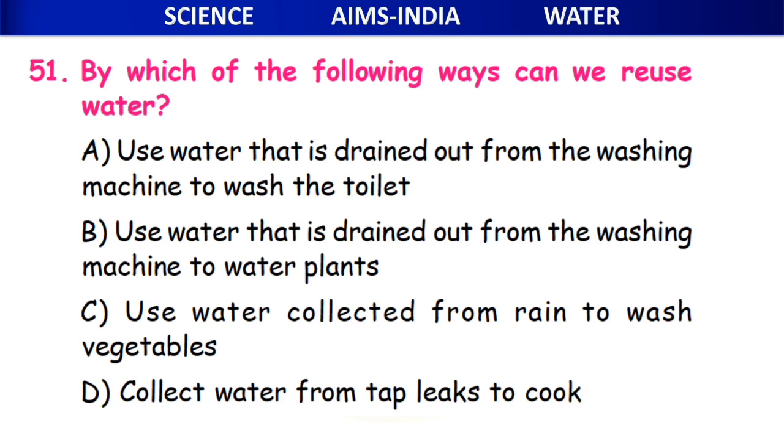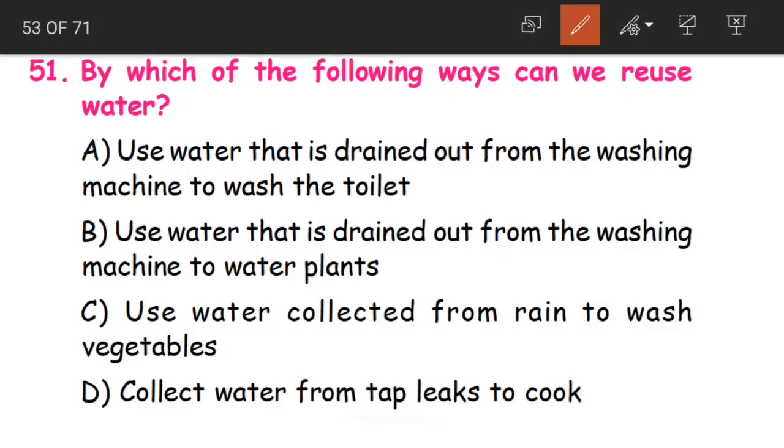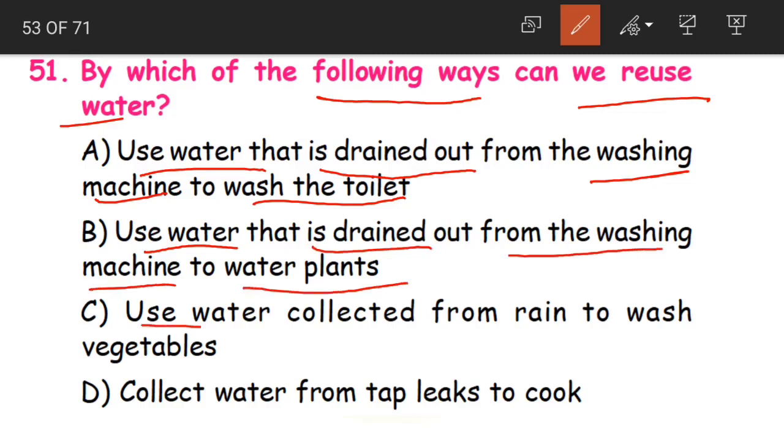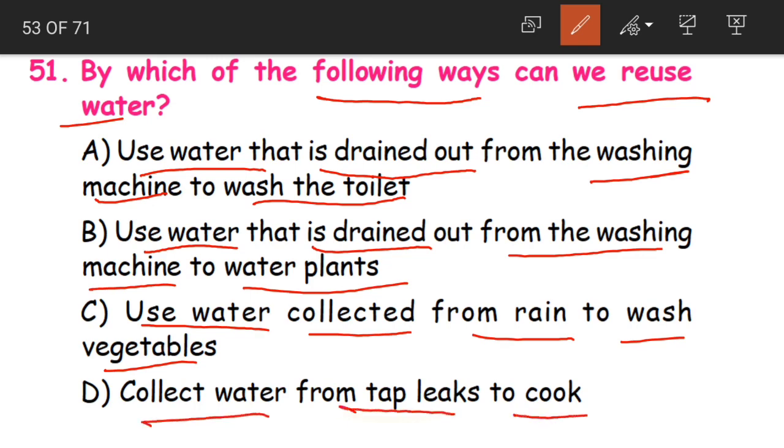51st question. By which of the following ways can we reuse water? A is use water that is drained out from the washing machine to wash the toilet. B is use water that is drained out from the washing machine to water plants. C is use water collected from rain to wash vegetables, or D, collect water from tap leaks to cook.